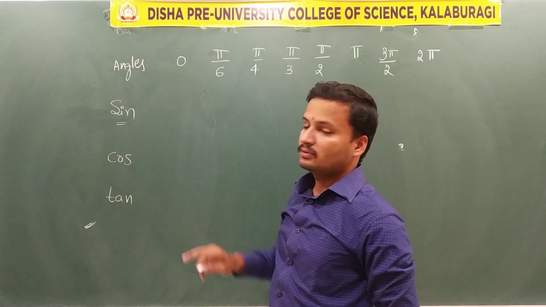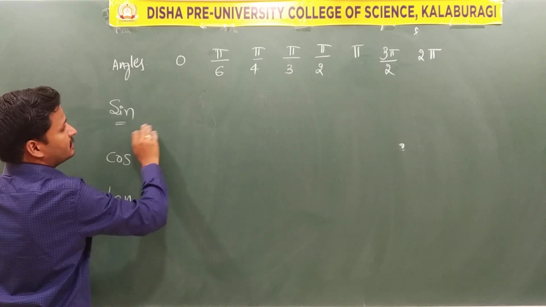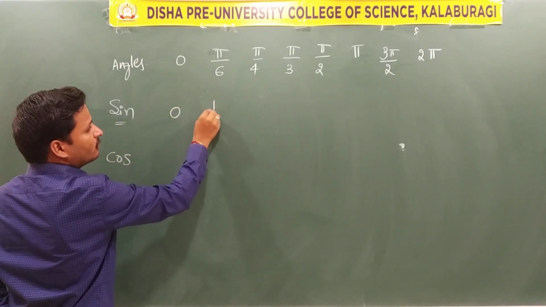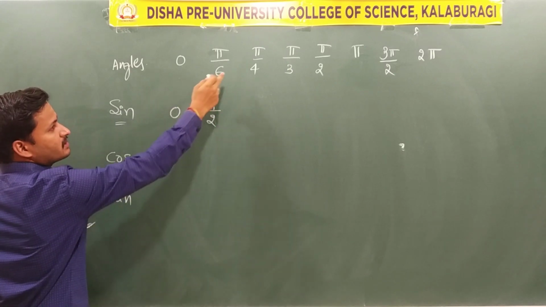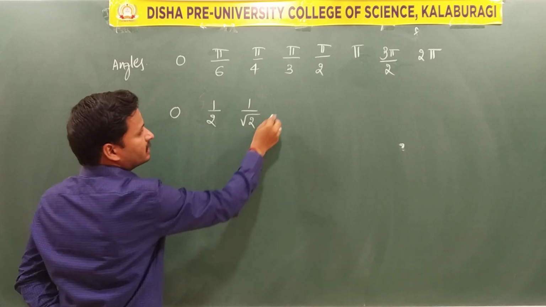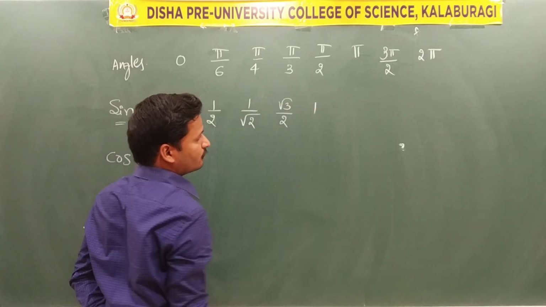Sine 0, sine 0 value is 0. You already studied in SSLC. Okay, sine 0 is 0. Next, sine 30 degree is 1 by 2. Next, sine 45 degree is 1 divided by root 2. Sine 60 degree is root 3 divided by 2. Sine 90 degree is 1.